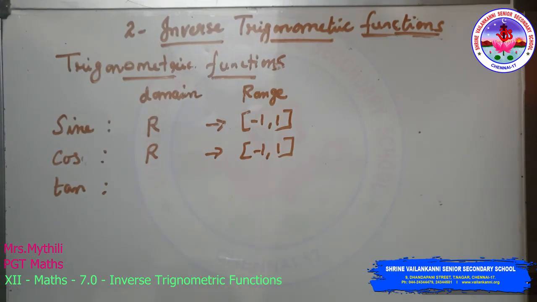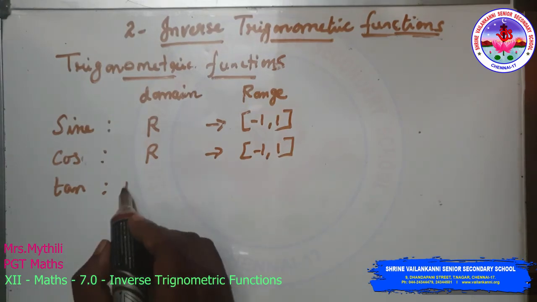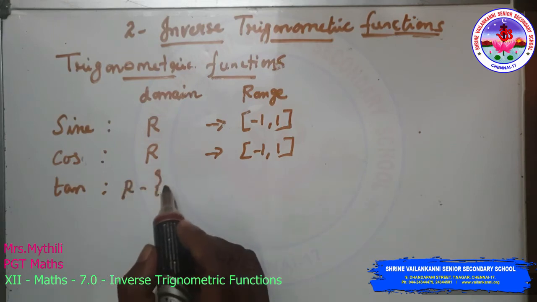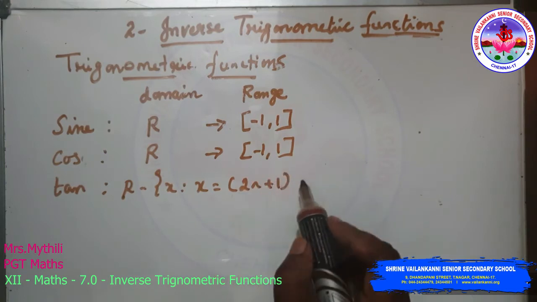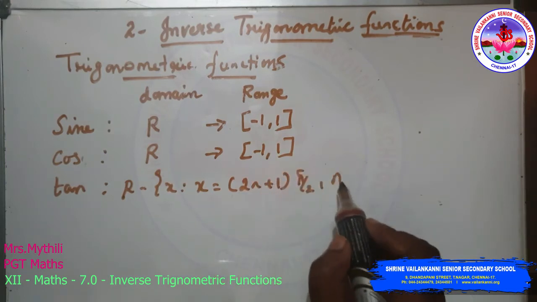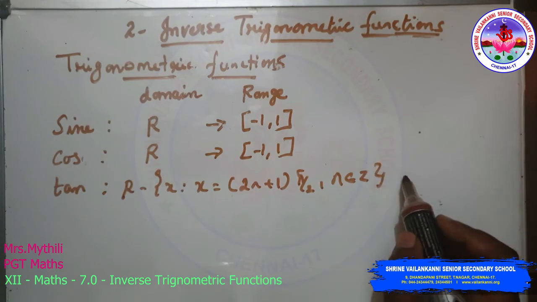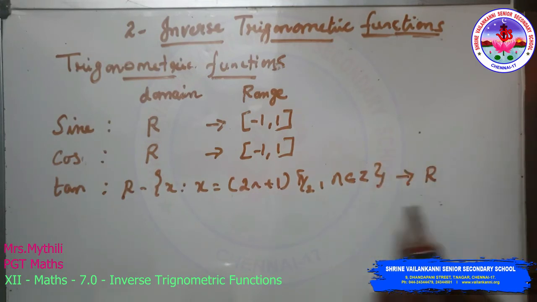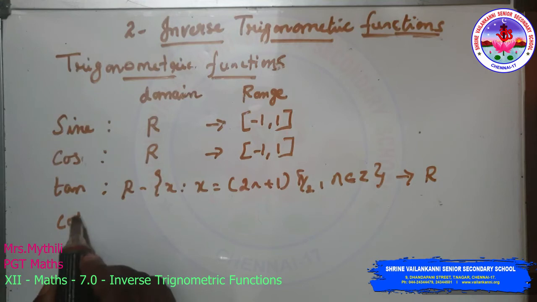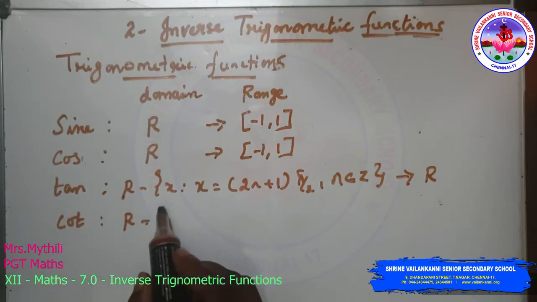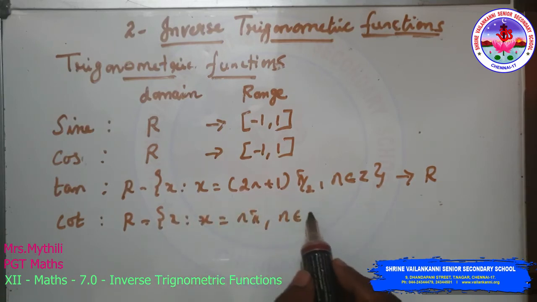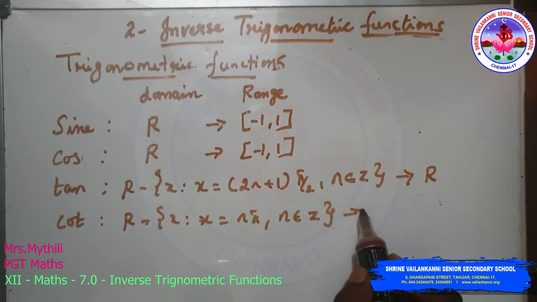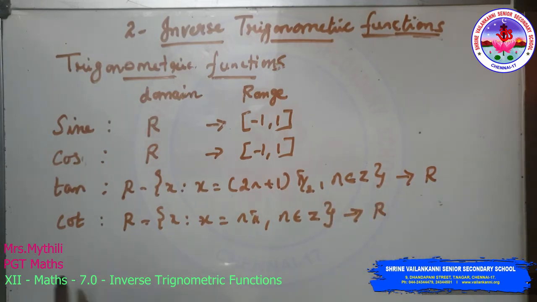So the tan function, tan, is from R minus the set of x such that x is equal to 2n plus 1 pi by 2, n belongs to integers, and the range is the real numbers. Then the cotangent function is from R minus the set of x such that x is equal to n pi, where n belongs to Z, to the real numbers, so the range is the real numbers.